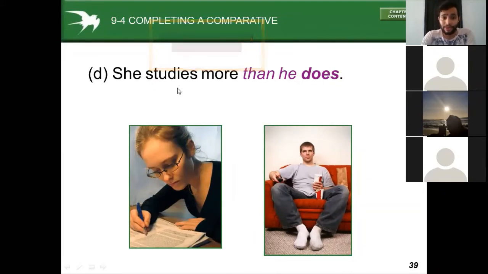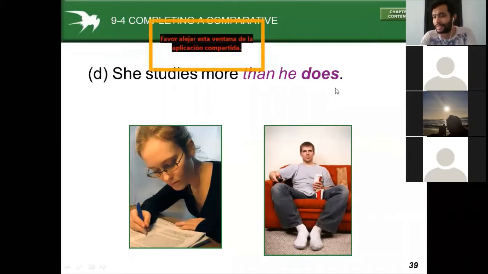Take a look. I am using the word study here, the verb study. But what happens in the second part? Am I using study here? Like, she studies more than he studies? No, right? I am using does. Why don't I use study here? Because first, it's not common. It's not proper English.